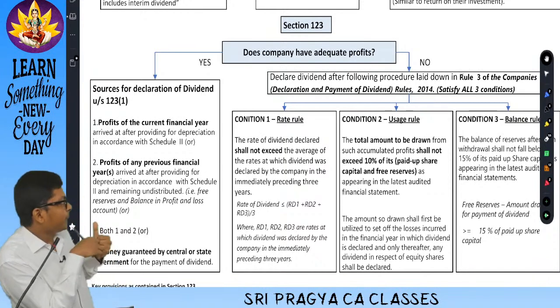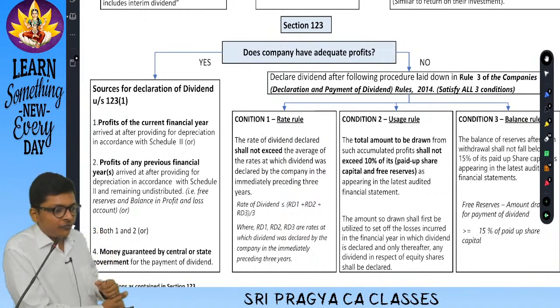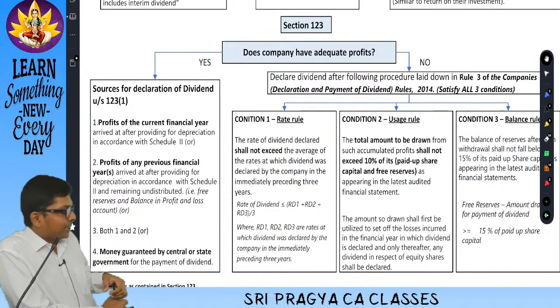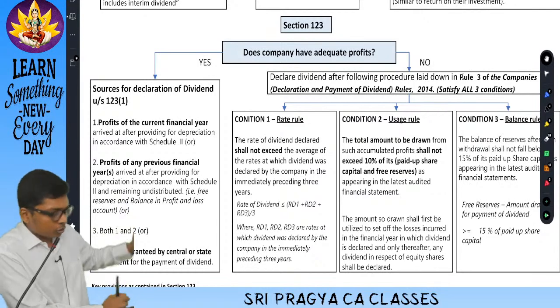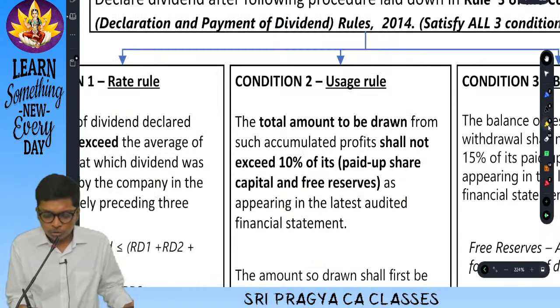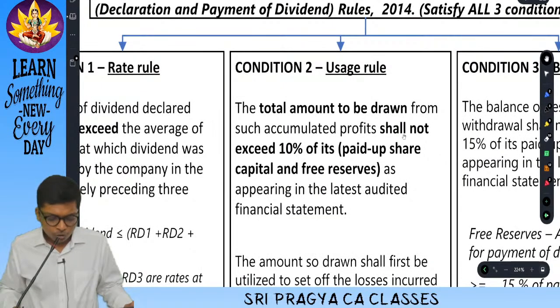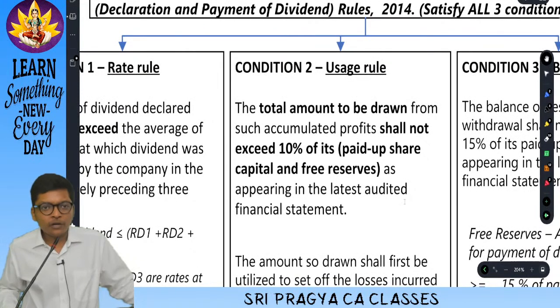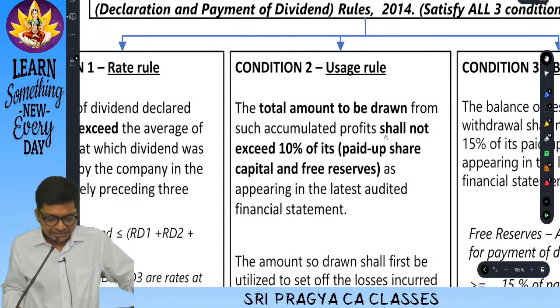Usage rule. The total amount to be drawn from such accumulated profits shall not fall below 10% of its paid up share capital and free reserves. Amount so drawn should be first utilized to set off the losses incurred, and last one is condition 3.